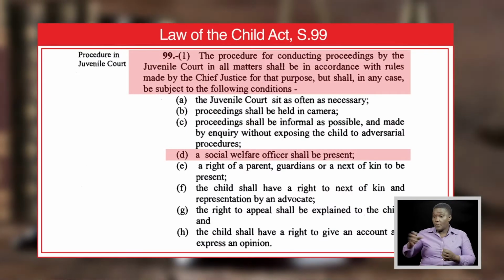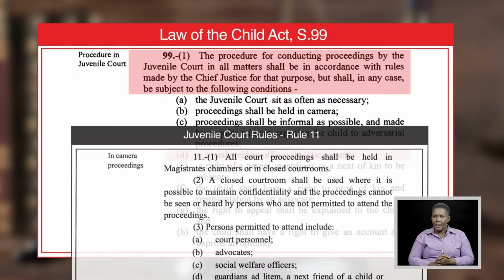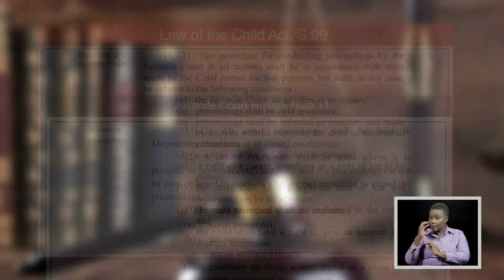And here we want to insist that because the child is as young as he or she is, the proceedings should be as simple as necessary and should not subject the child to those intricate proceedings that we have in normal adult courts. A social welfare officer shall be present. This is also stipulated under Rule 11, Sub-Rule 3C of the Juvenile Court Rules.